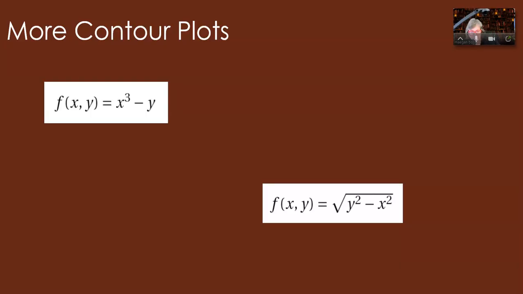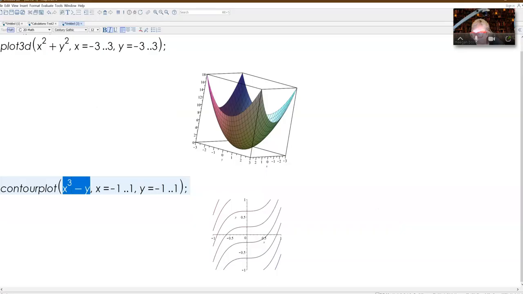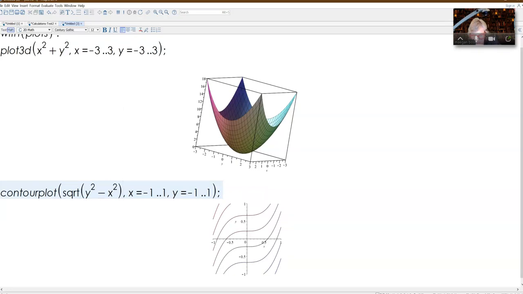What about this graph? What if we have f of xy is equal to the square root of y squared minus x squared? It's got to be positive because it's a square root. Let's see what Maple tells me. Oh, what's the domain of that? I have to be careful.